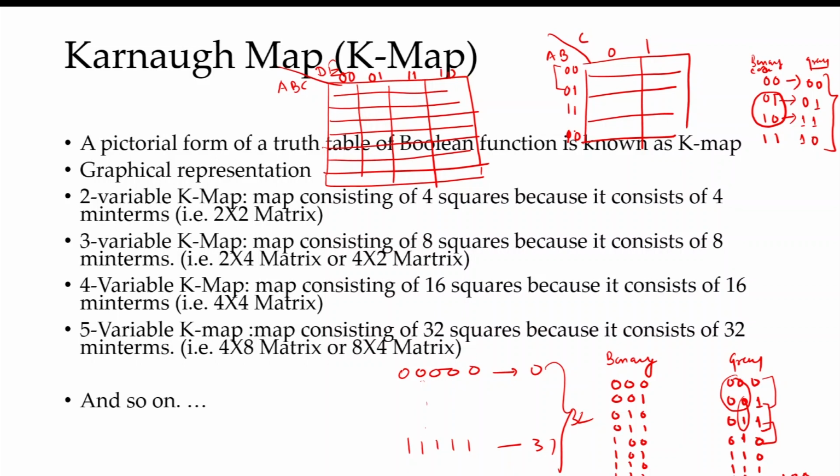Similarly, these 3 variables are used to represent the rows, and here also it is the gray code sequence: 0 0 0, then 0 0 1, then 0 1 1, next one is 0 1 0, next is 1 1 0, next is 1 1 1, next is 1 0 1, and the last one is 1 0 0. In this way we simply represent a 5 variable K map and then put the corresponding entries.